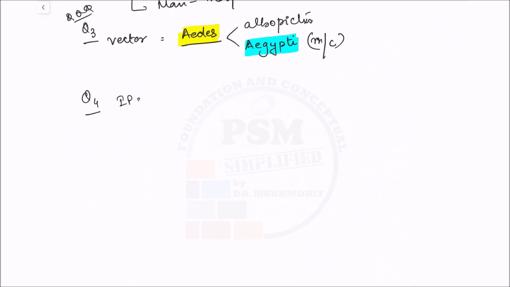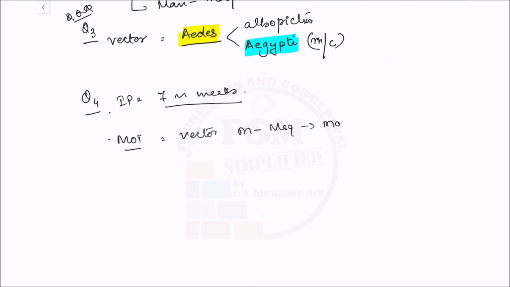The incubation period of Zika varies from 7 days to a few weeks. In fact, I don't think there's any question on the incubation period because the incubation period for Zika disease is largely unknown. Next point is the mode of transmission of Zika. Mode of transmission of Zika, as we have already seen, is from man to mosquito to man. So it has a vector-borne transmission. It is from man to mosquito to man back again.